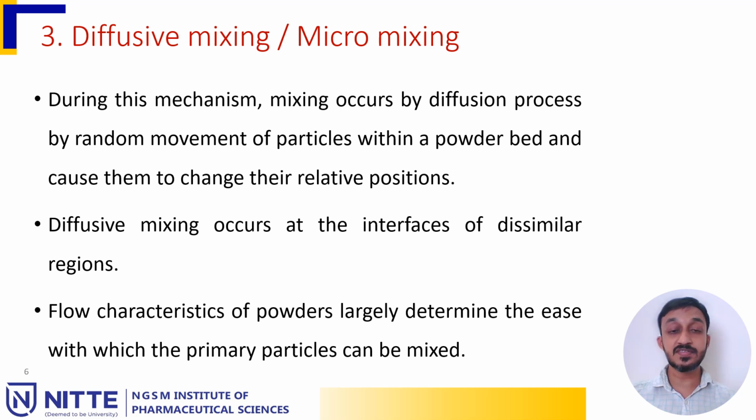During this mixing mechanism, the mixing occurs by a diffusion process, by random movement of particles within a powder bed, which causes them to change their relative positions. Diffusive mixing occurs at the interface of dissimilar regions. Flow characteristics of powders largely determine the ease with which the primary particles can be mixed.